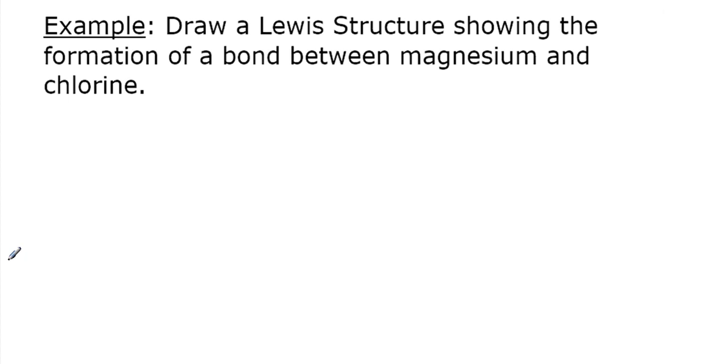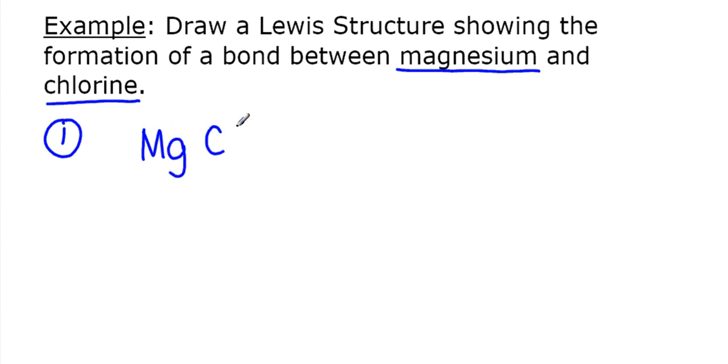So step 1, I need to make sure I have my formula. You want to draw a Lewis structure showing the formation of a bond between magnesium and chlorine. If I don't have the formula for when magnesium and chlorine combine, this is what I have to do. I'm going to go to my periodic table and I'm going to write the symbols down. The metal comes first and the nonmetal comes second. So Mg is magnesium and Cl is chlorine.